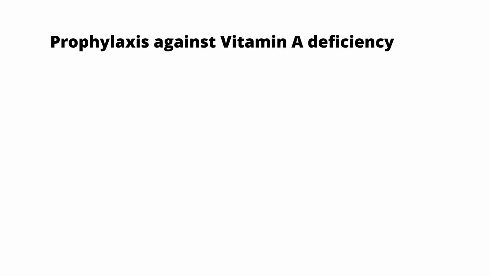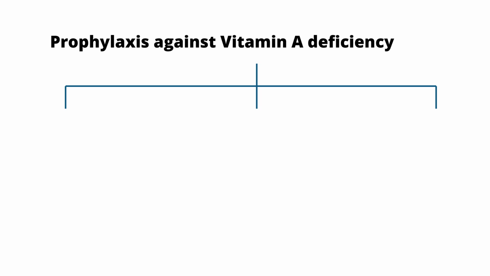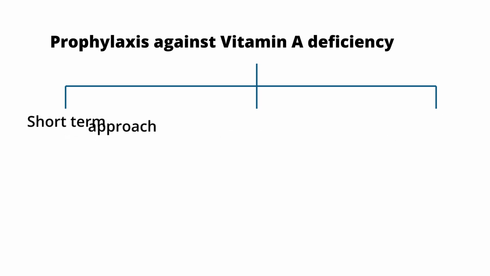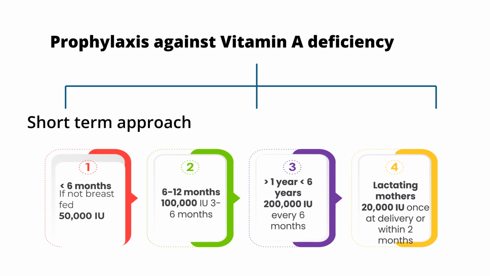Prophylaxis, that is the treatment where you will do local treatment and vitamin A treatment. For prophylaxis against vitamin A deficiency, the government has identified a short-term approach, medium-term approach and long-term approach. Each one is done to prevent vitamin A deficiency in the community. So the short-term approach is if it is less than 6 months and if the baby is not breastfed.